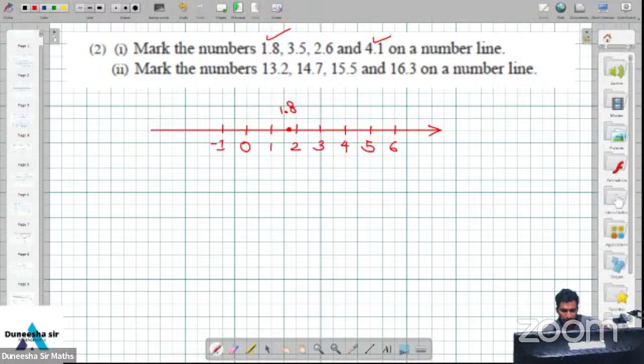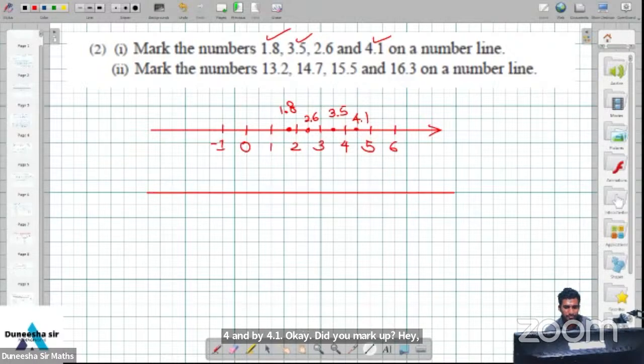I think now it's enough time. Okay. Then 3.5 is between which numbers? 3 and 4. Yes, 3 and 4. Then 2.6: 2 and 3. Then 4.1: 4 and 5. Okay. Did you mark it?